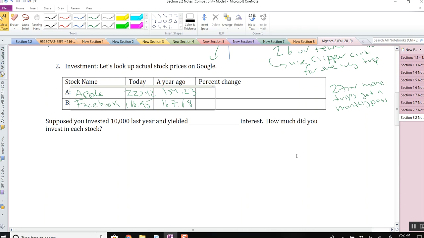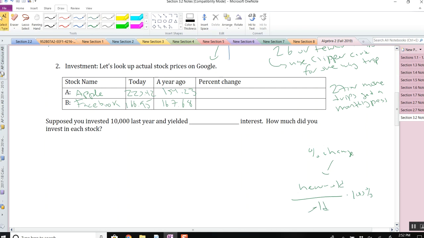So to calculate percent change, just so you know, percent change is always new minus old, divided by old, times 100%. So you want to subtract the two values, but always divide by the old value to see how it changes.